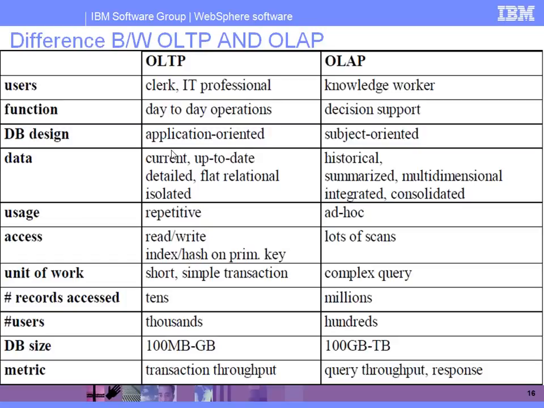And unit of work, it will be short and simple transactional data when we go for OLTP. But when we go for OLAP, when we are generating any report, we write a complex query. But even though we are writing a complex query, a report we get in OLAP will be 100% useful for business analysis.